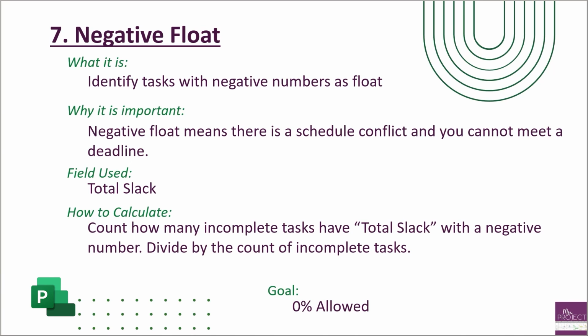So the goal is you're not allowed to have any task that has negative float, because again, this is just an indicator that you can't meet the need date. So you need to go back and look at what's driving that negative float and mitigate it.